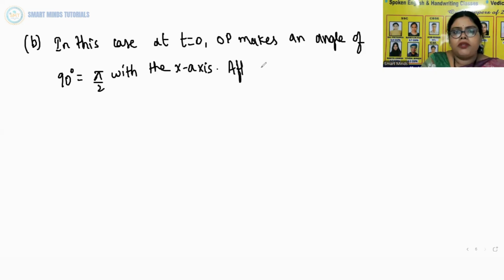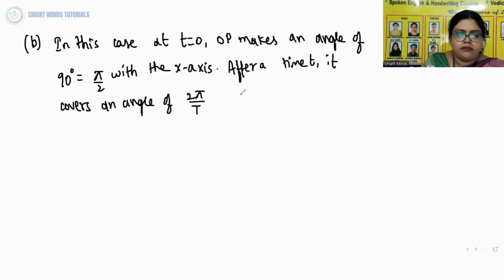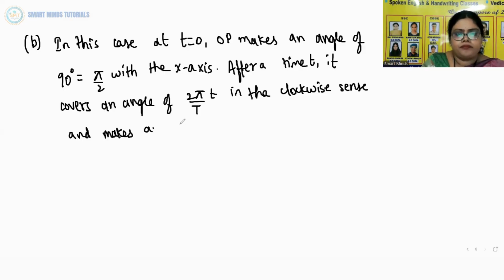So after a time t, it covers an angle of 2 pi by T into t in the clockwise sense, and makes an angle of pi by 2 minus 2 pi by T into t with the x-axis.